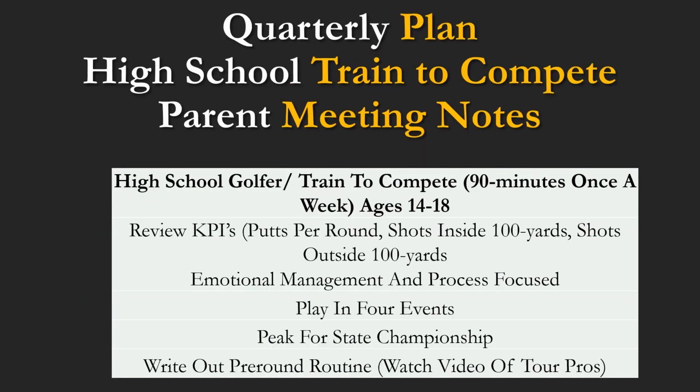This is a good time also in October to meet with parents and talk about what they see went well this season and what needs some work. Again, that's quarterly planning. As we move into the off season, where do we need to focus? It's a good time to review some of those key performance indicators like putts per round, shots inside of 100 yards, shots outside of 100 yards. How did they do following their routine? Did they play in the number of events that they committed to in order to peak at the right time?